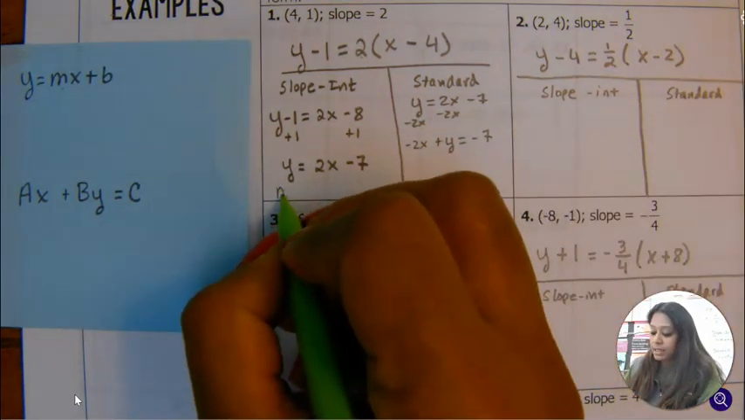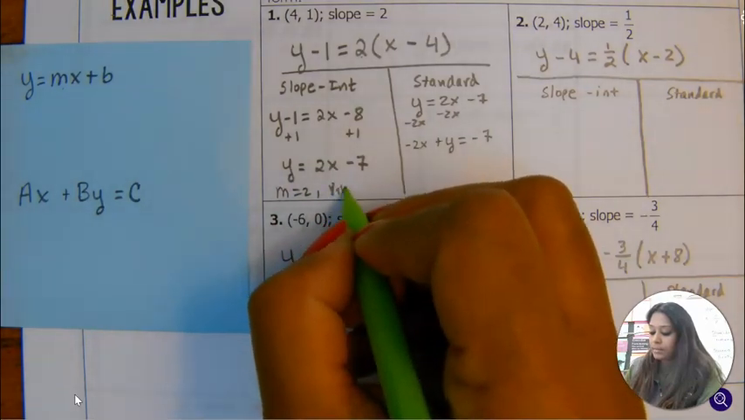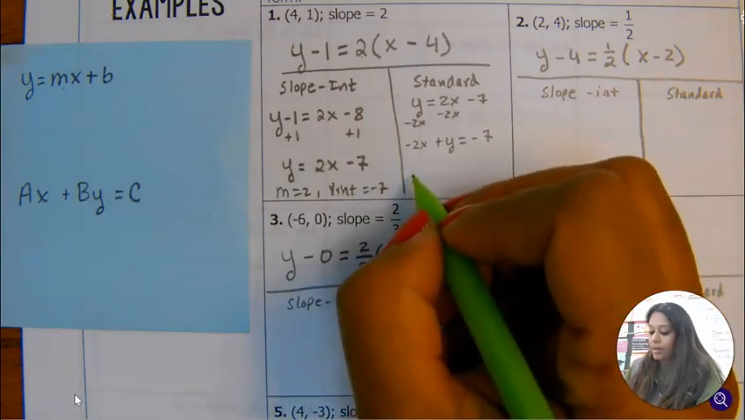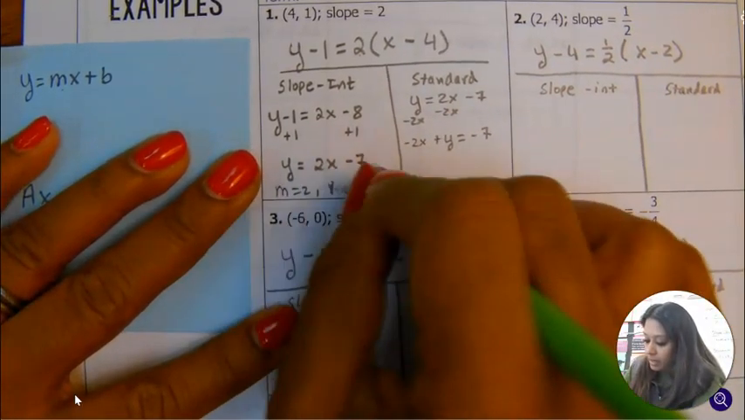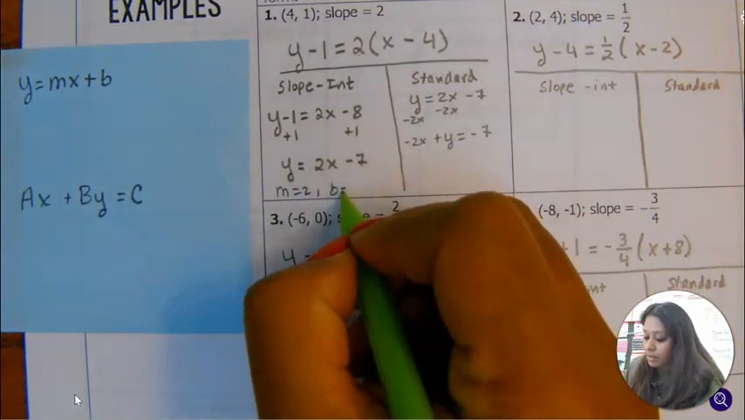Look at this. Here my slope is 2. My y-intercept is negative 7. Here are important, let me write it this way. Let's write b equals negative 7.